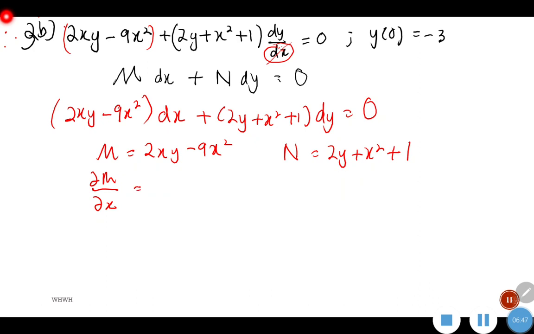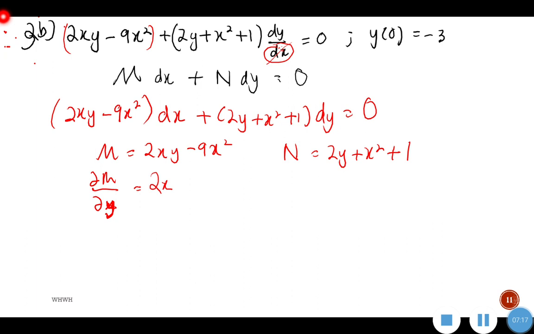So, del M over del y, alright? Del M over del y. Okay, so what you got to do, you have with regard now x as a constant. So you differentiate y with respect to y. So 2xy differentiate with respect to y, definitely you get the constant 2x. And then differentiate the constant minus 9x square.